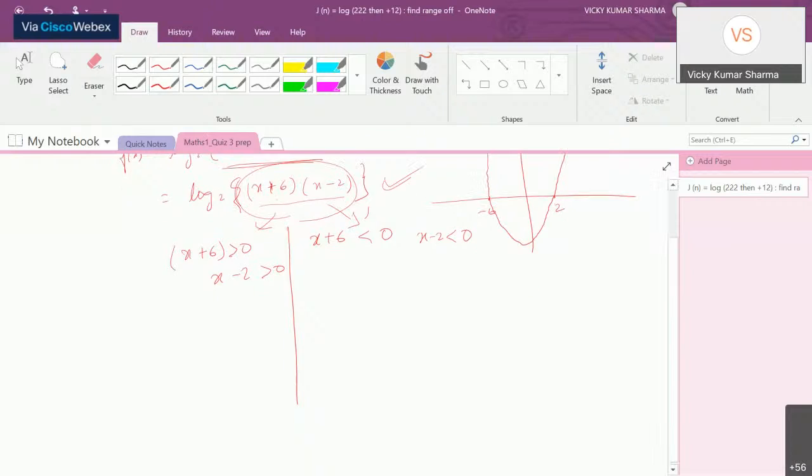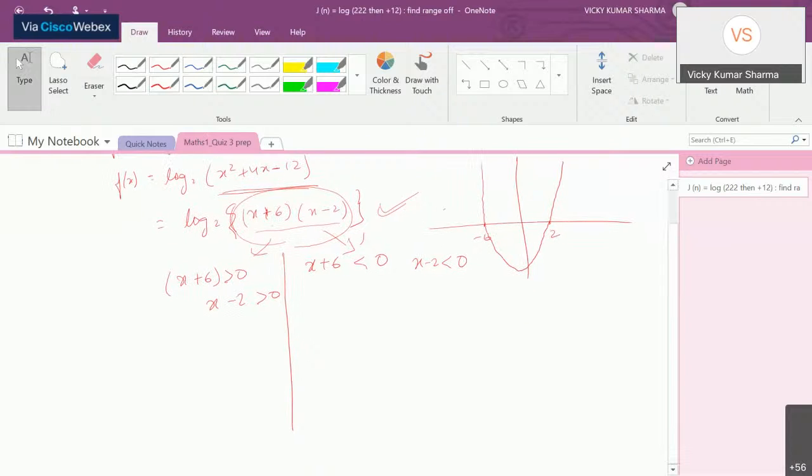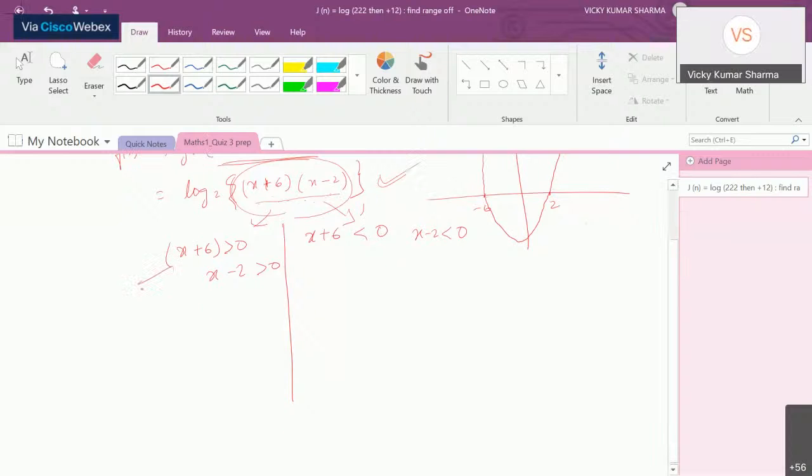Okay. So now we are just trying to understand what the domain will be. Why does this have to be greater than 0? Because the domain of any logarithmic function is from 0 to positive infinity. It is defined for all values greater than 0, so either it has to be plus into plus or minus into minus. So we are taking two cases here. From here, if I solve this, x has to be greater than minus 6, and from this part x has to be greater than 2.